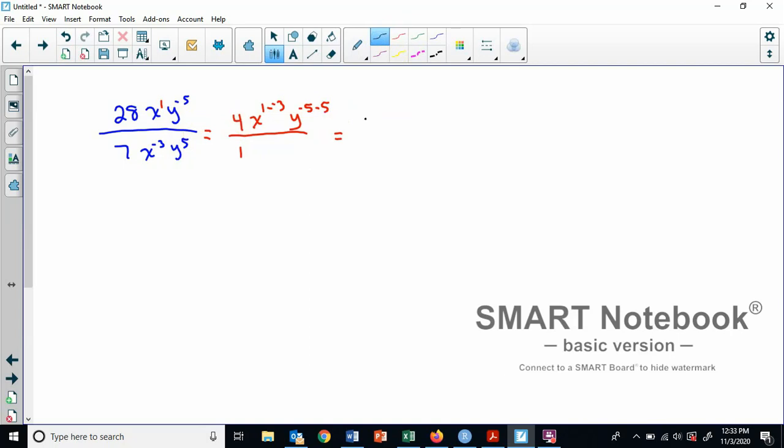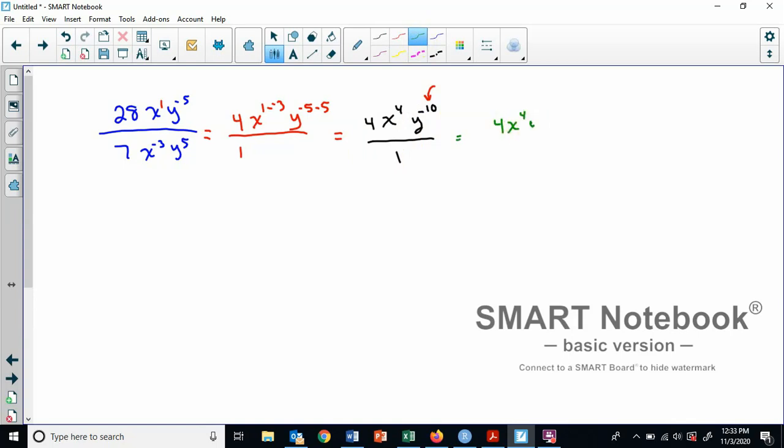I have a 4 up top. I have an x to the, 1 minus negative 3, that is x to the 4th, and y to the negative 5 minus 5, that is y to the negative 10th. Okay, and that's all on top of the fraction, right? I can't leave my final answer like that because I have the negative exponent right here. So this y to the negative 10th is going to have to move to the bottom of the fraction to make that a positive 10th. Because that's one of the rules we covered last time.